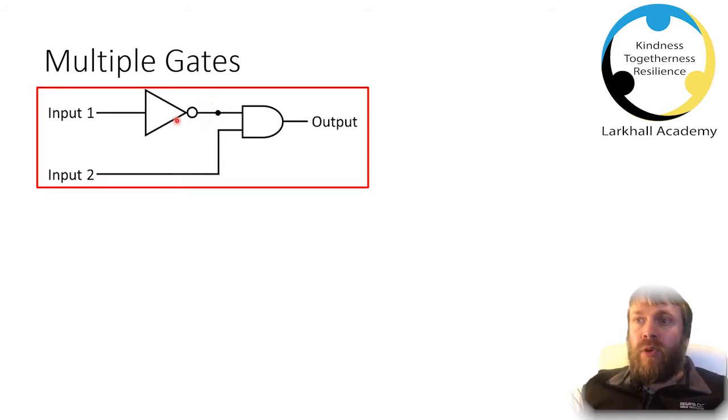So the output of the NOT gate becomes the input of the AND gate. If the input here is on, what's going to happen here and how's that going to affect this gate? If the output here is off, what's going to happen here and how is that going to affect this gate? Similarly, input 2, well, there's nothing here. Input 2 just goes straight into the AND gate. So input 2, if that's on, if it's off, how's that going to affect this?